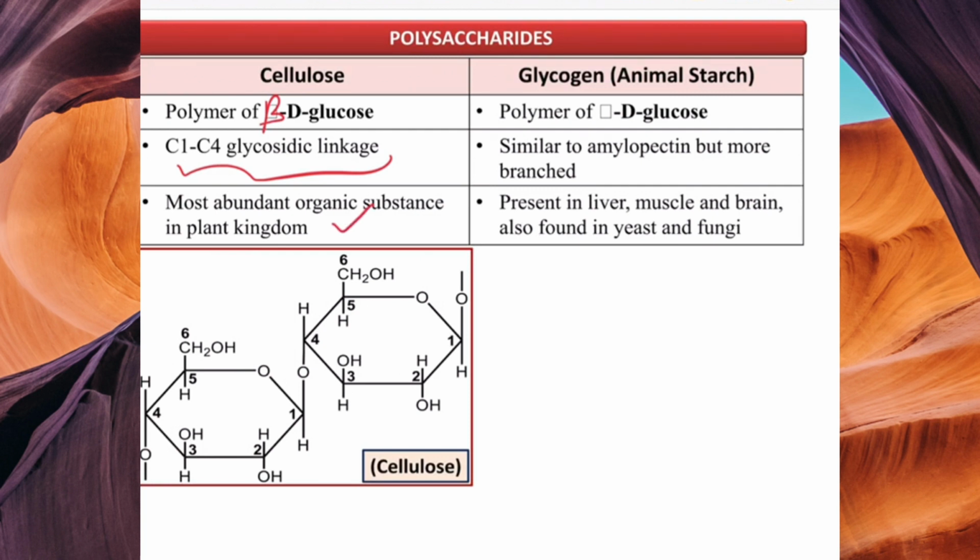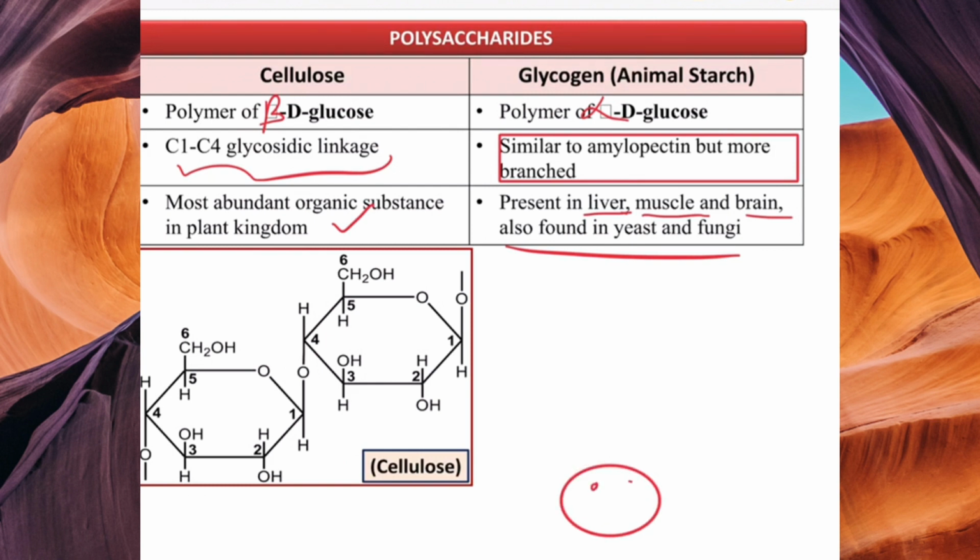Cellulose is the most abundant organic substance in plants. Glycogen is animal starch, which contains alpha D glucose and its structure is similar to amylopectin, but there are more branches in the case of glycogen, present in liver, muscle, brain, etc. So this is about the carbohydrates part.